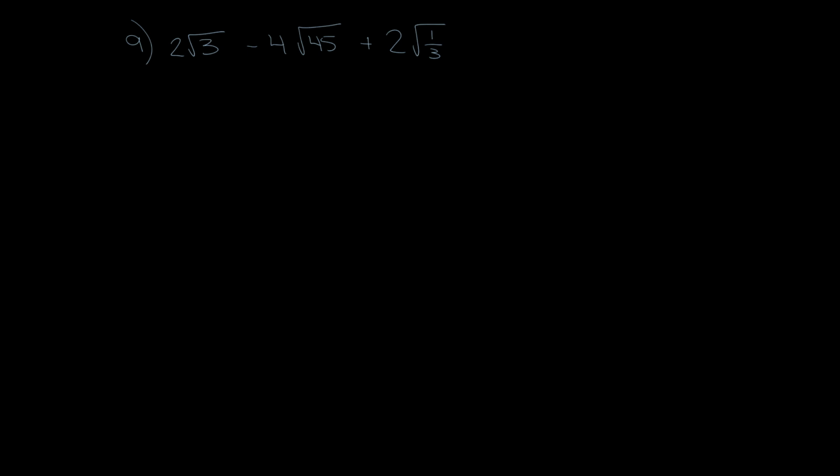So in the first term, you can't really do anything. So 2 square root of 3. In the second term, 45 is 9 times 5. And this third term, I can change this. Watch, the square root of 1 is just 1. And I can leave it like that, over the square root of 3. Now, that's kind of messy, so I'm going to clean it up in this next step.